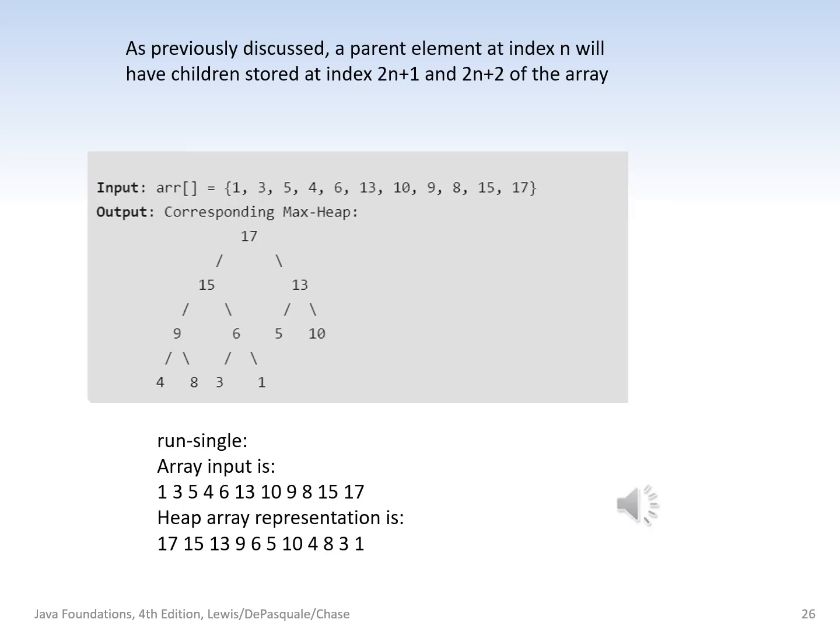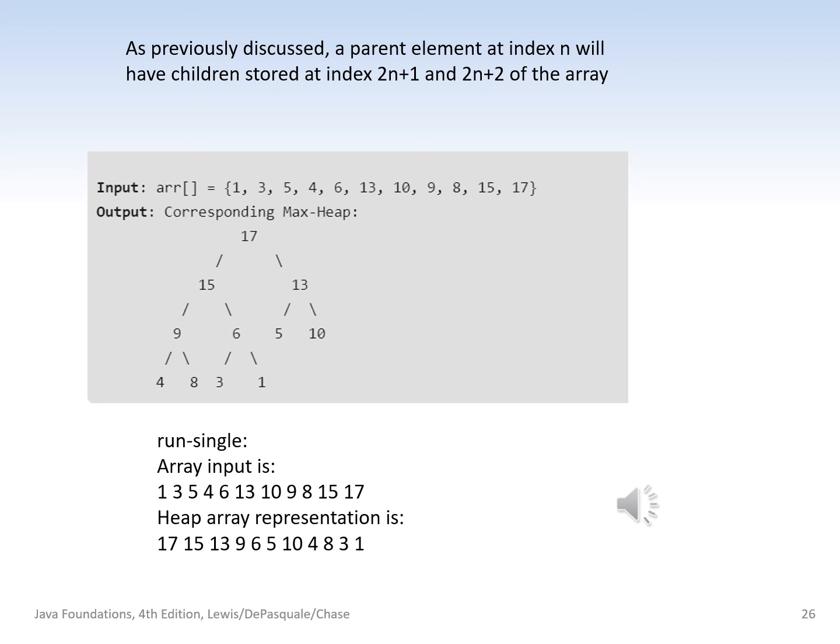So before we look at a program that implements a heap with an array, let's take a look at a snapshot of a run from that program. So the input array was 1, 3, 5, 4, 6, 13, 10, and so on, in indexes 0 through 10. N is 11 in this case.